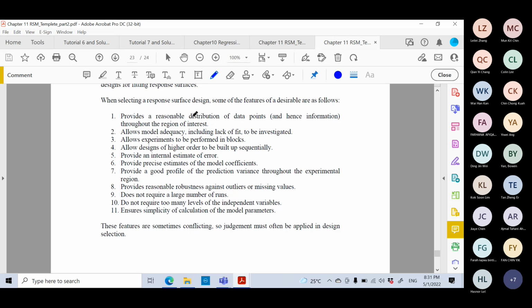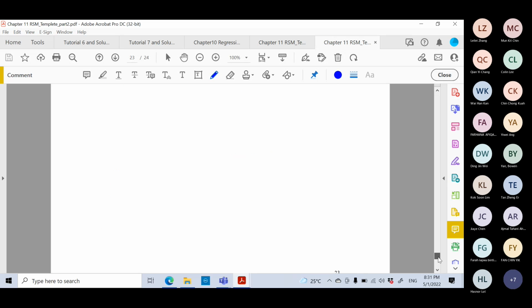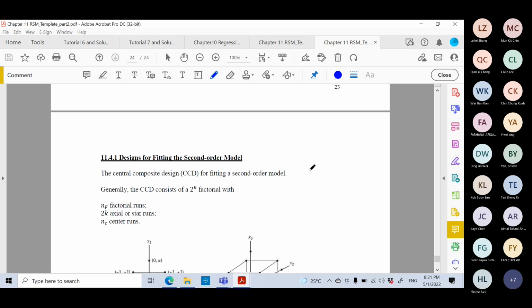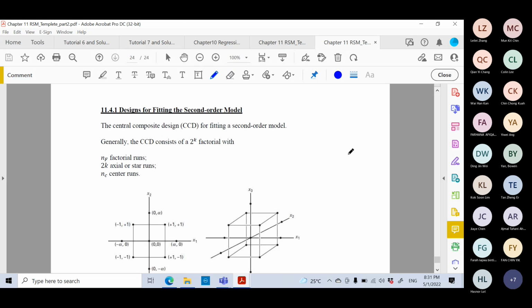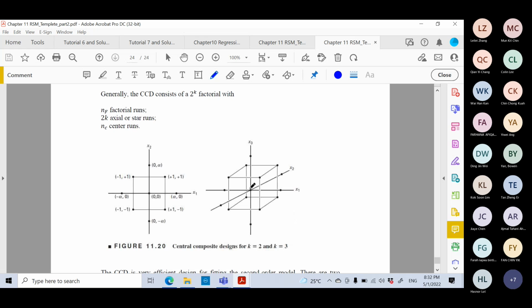Okay. The last slide here is about why we have the square root of k. I'll illustrate what is called the second order model, using the same example here. This is the case of a 2 to the power of 2 factorial design. This one is 2 to the power of 3, with 3 factors, and this one is 2 factors.